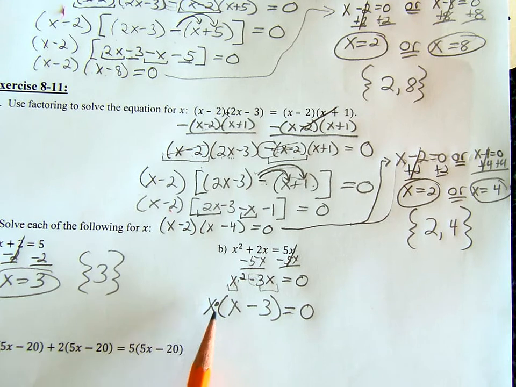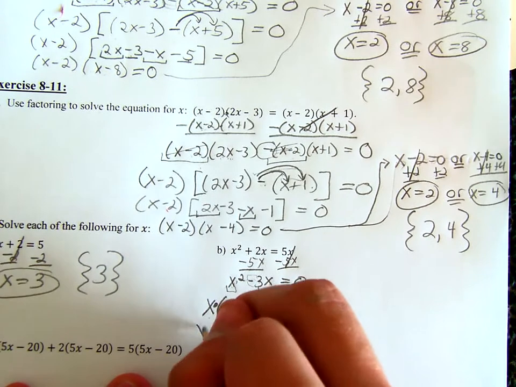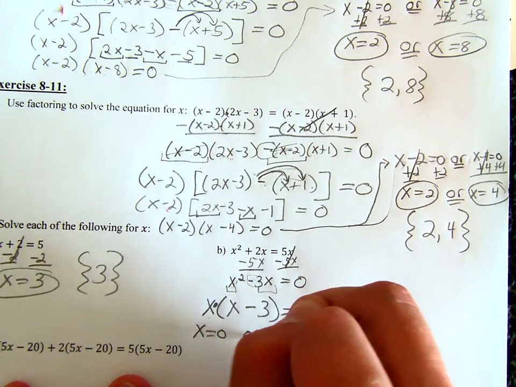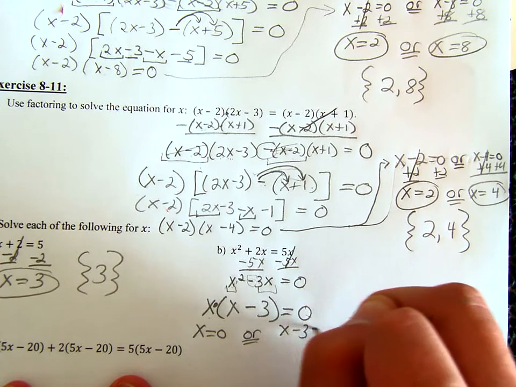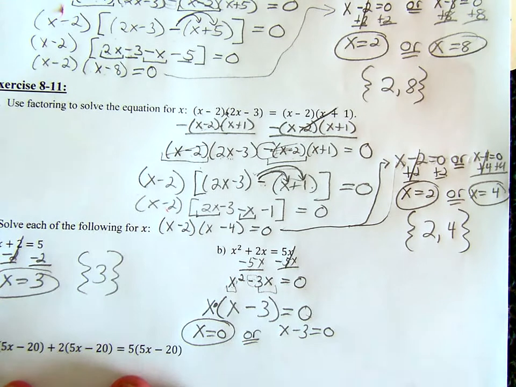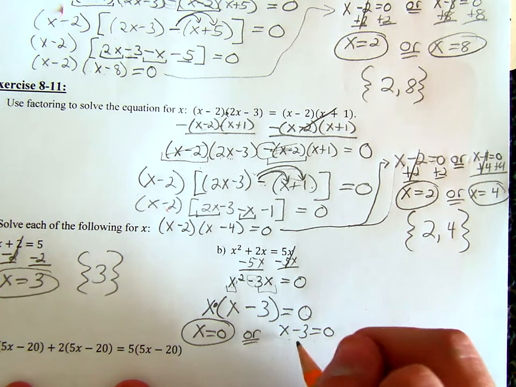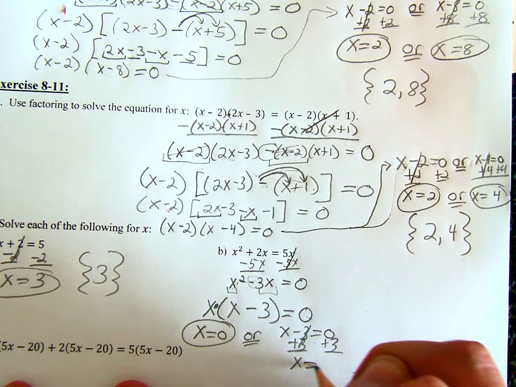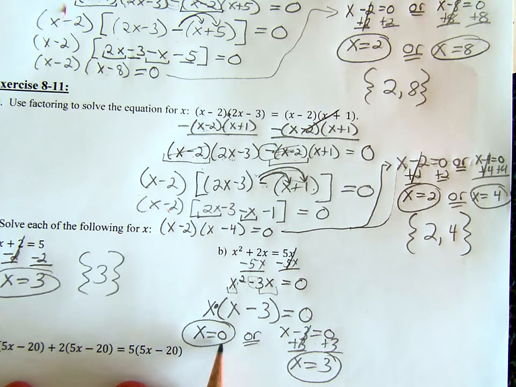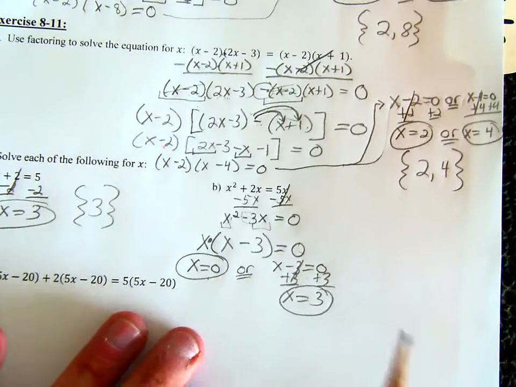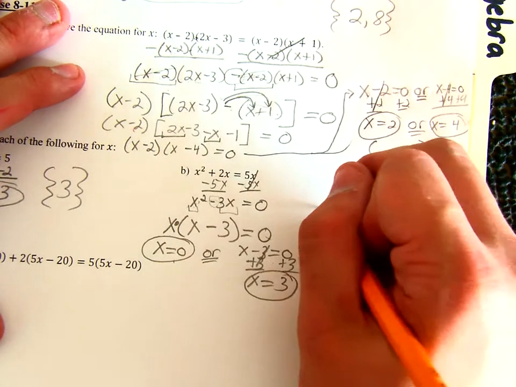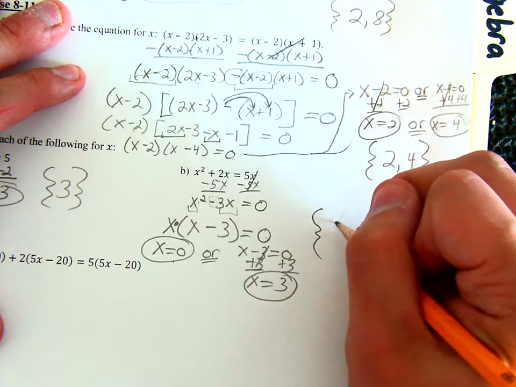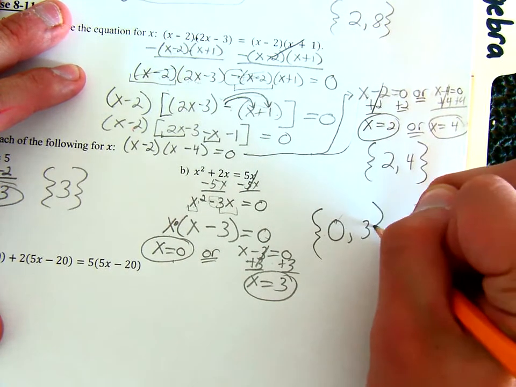So we're going to have that x can equal 0, or we can have x minus 3 is equal to 0. So if we look at this, we have x is equal to 0 could be our solution. And if we have x minus 3 is equal to 0, we're going to add 3 on both sides to get that x is equal to 3. So our solution for this could be 0 or 3. And if it's 0 or 3, our solution set would be 0 first, then 3.